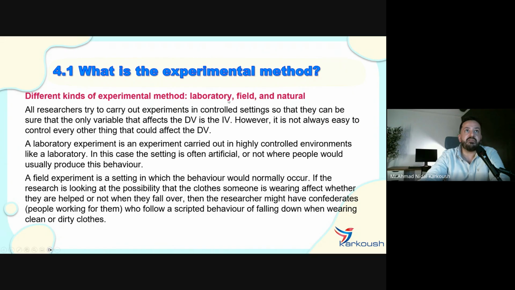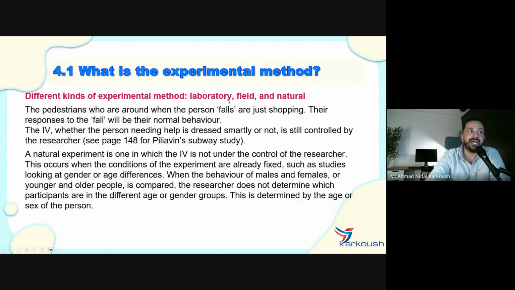Now, we have a lab, we have a field, and now we have a natural experiment. But before we move on to the natural experiment, I'd like to say that the pedestrians who are around when the person falls are people going on with their normal day. They're just shopping, they're just in the subway. The response to the fall will be their normal behavior. So the IV, which is whether the person needing help is dressed smartly or not, is still controlled by the researcher, okay?